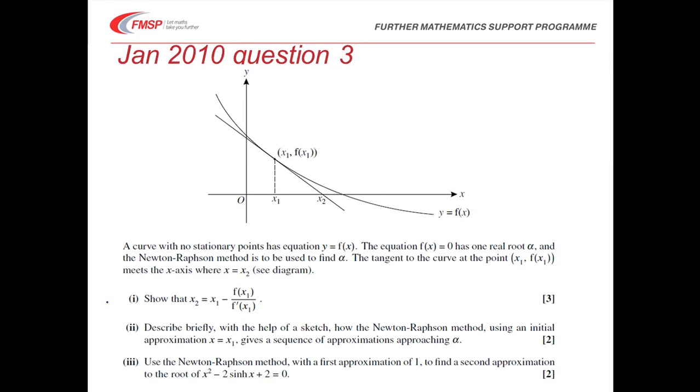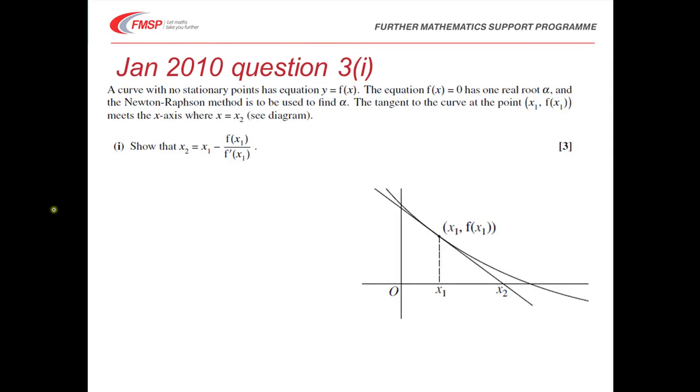First of all, we have to show that x2 equals x1 minus f of x1 over f dash of x1. Secondly, we've got to describe briefly, with the help of a sketch, how the Newton-Raphson method, using an initial approximation x equals x1, gives a sequence of approximations approaching alpha. And then in part 3 we've got to use the Newton-Raphson method with the first approximation of 1 to find a second approximation to the root of the equation x squared minus 2 sin x plus 2 equals 0. So part 1 first of all.